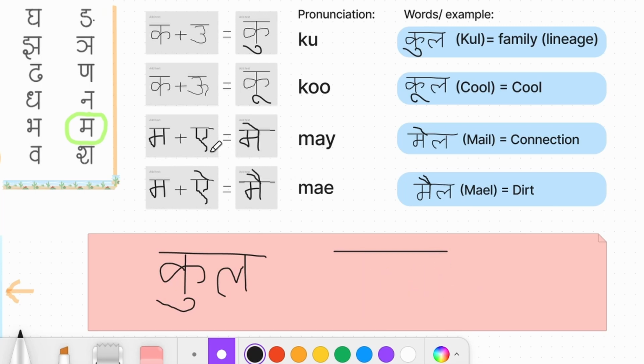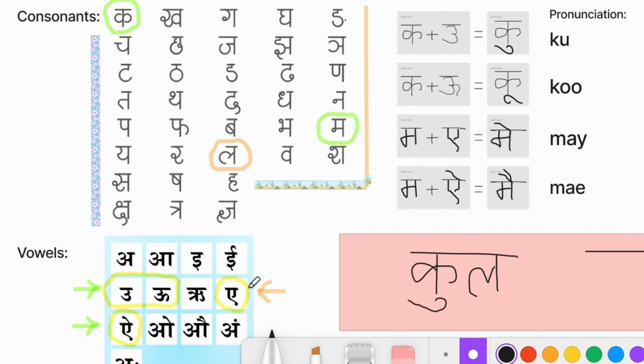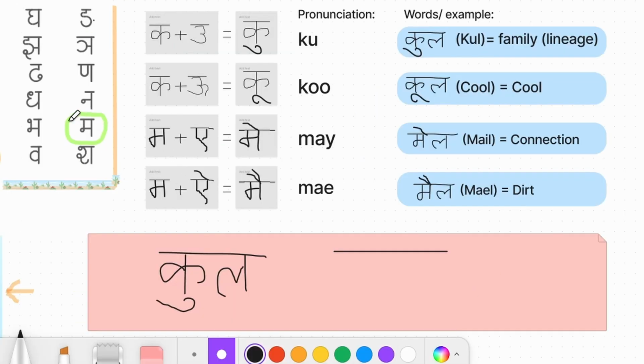Now let's see the next example, which is A. So I have used this consonant Ma. So Ma plus A equals May. Now let's see an example of May. Male. Male pronounced as male. In English, this word means connection. This is how you would write male.